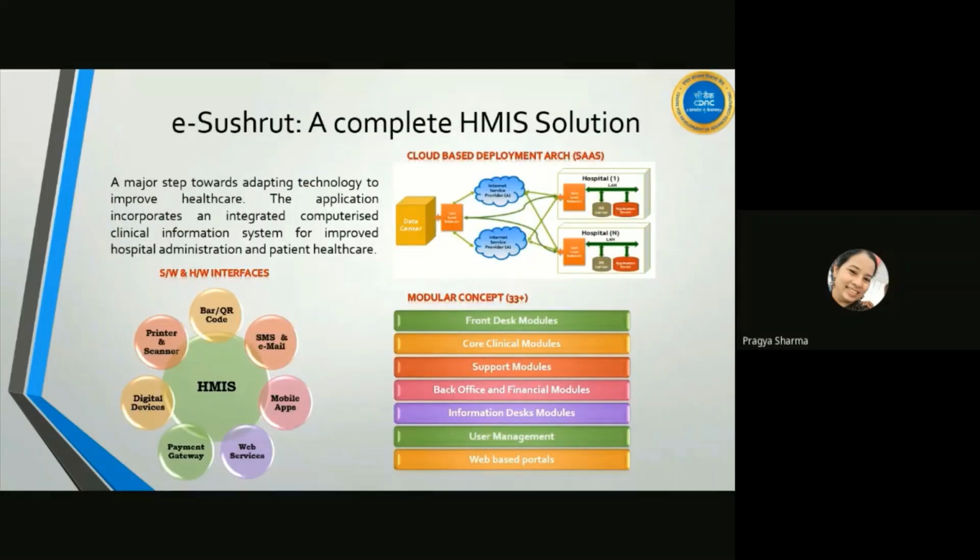This is a glimpse of eSushruth. eSushruth is a complete hospital management information system. It comprises all the required modules used by a hospital, starting from front desk modules including registration, emergency, ADT, appointment, etc. Core clinical modules: OPD, IPD, investigation, service area, operation theater, diet kitchen, etc. Along with this, we have support modules for CSSD, laundry, duty roster, and others.